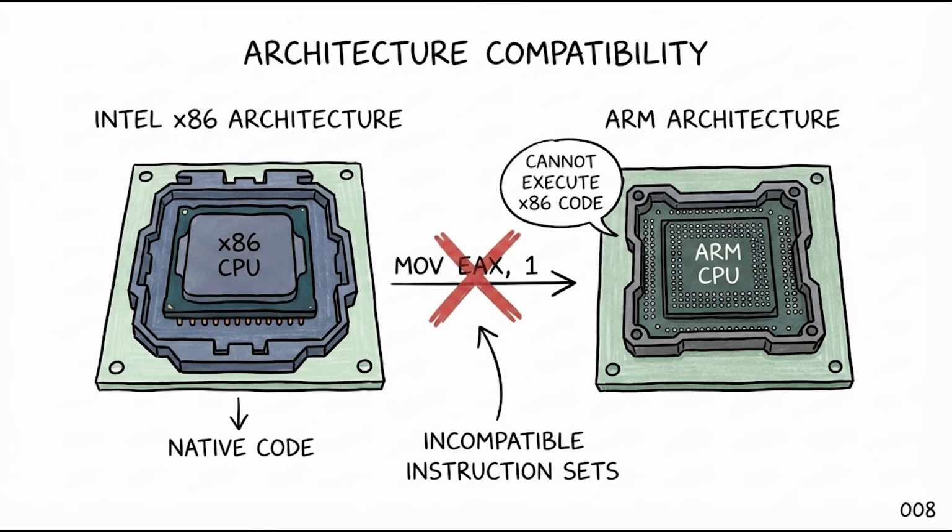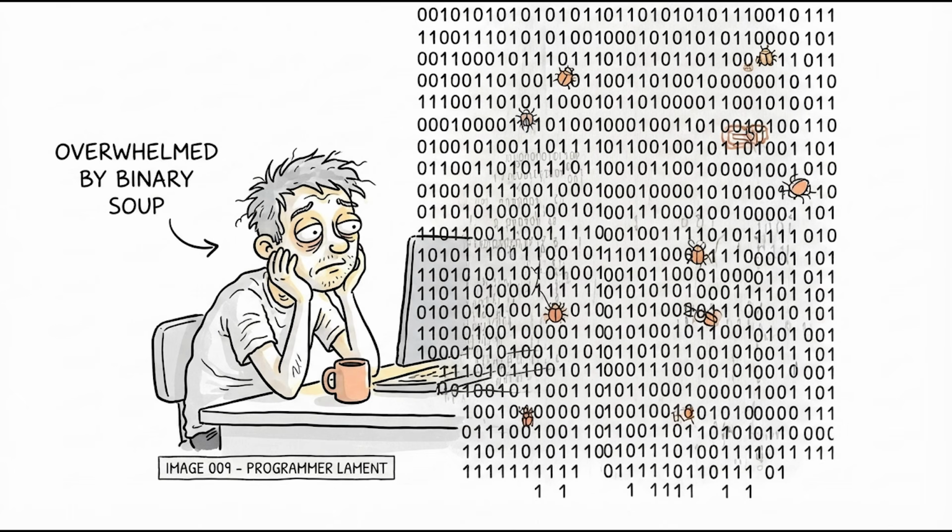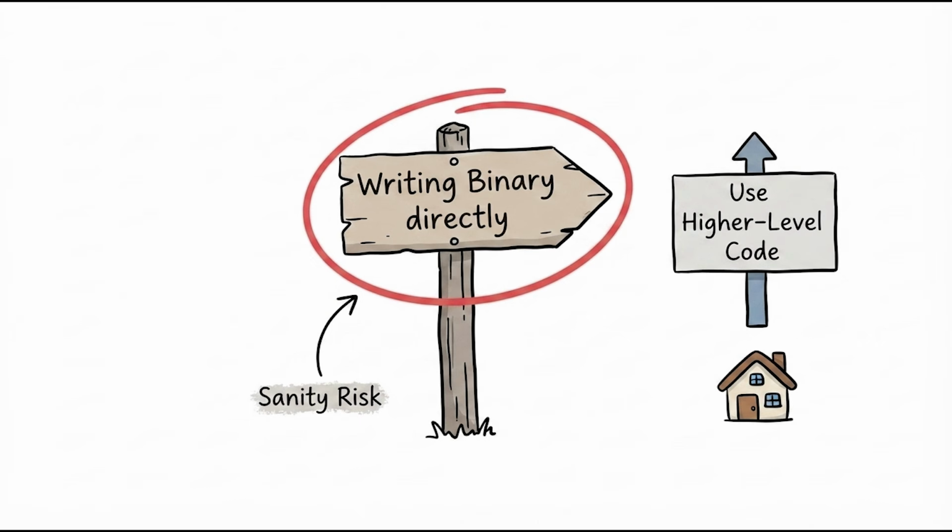The critical thing to understand is that it's architecture-specific. Code for an Intel x86 chip won't work on ARM. They speak completely different dialects. So why don't we all just write machine code directly? Because it looks like an endless wall of ones and zeros. Nobody has time for that.